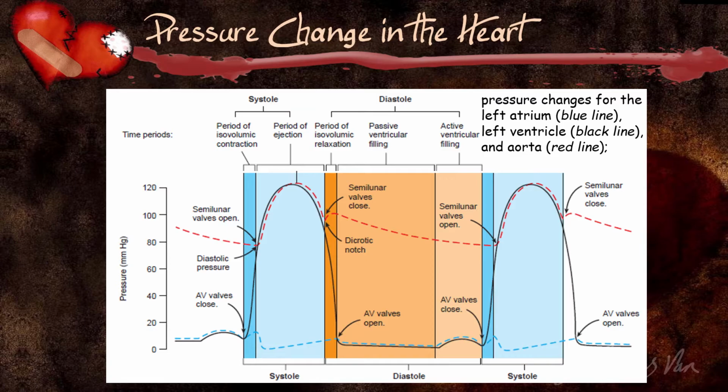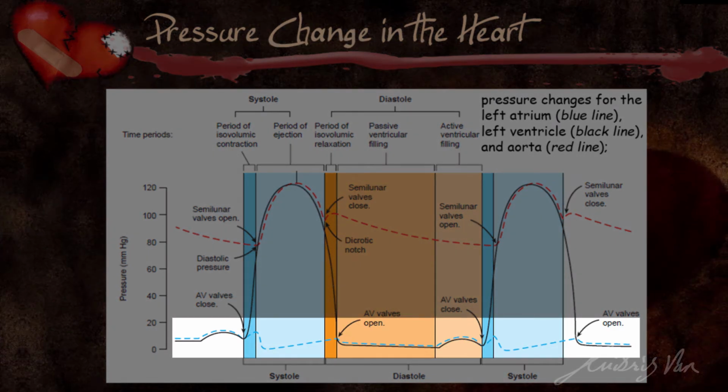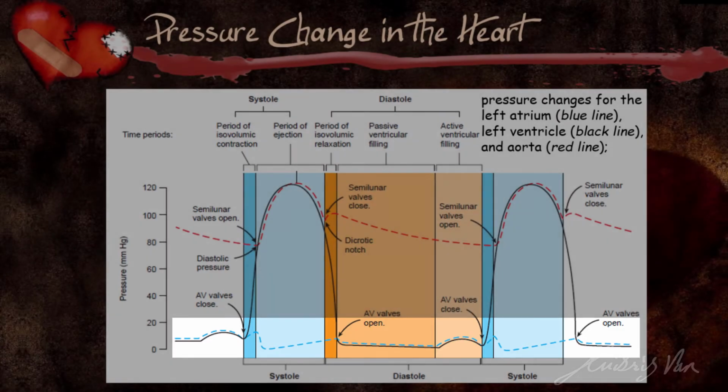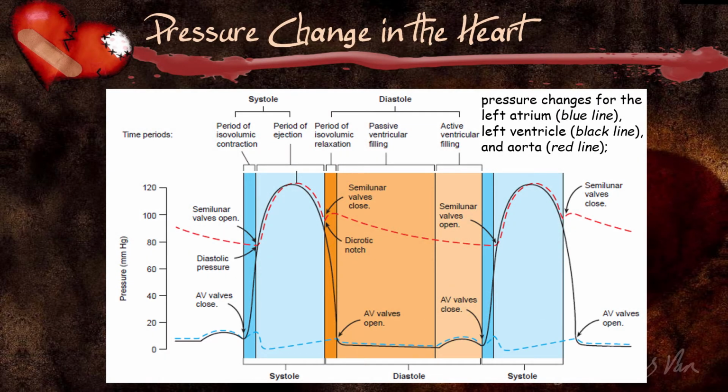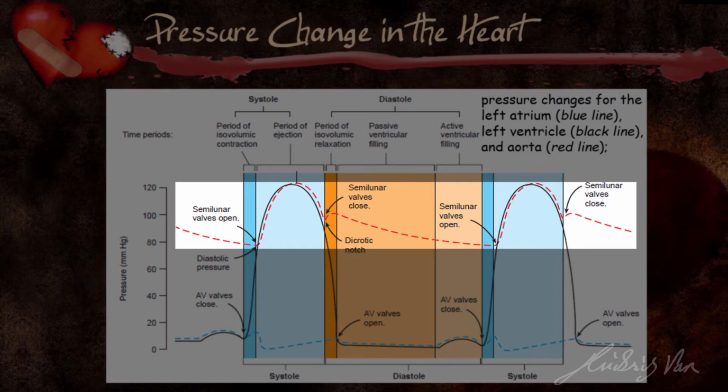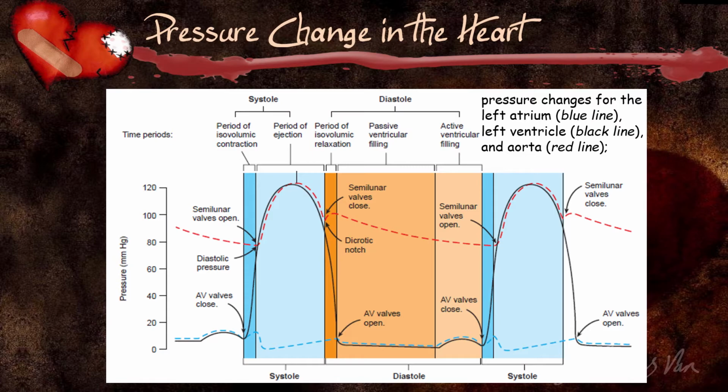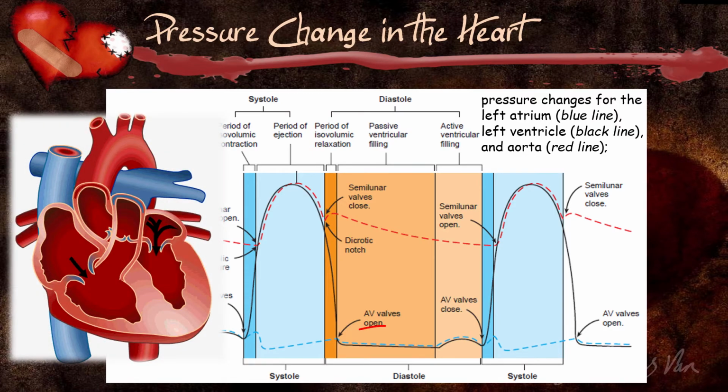So first of all, some legend. The blue dotted line is the change in pressure in the left atrium. The black line represents the change in pressure inside the left ventricle. And lastly, the red dotted line represents the change in pressure of the aorta. Like always, I like to start with the passive filling of the ventricle. At this point in time, all the valves are actually open.